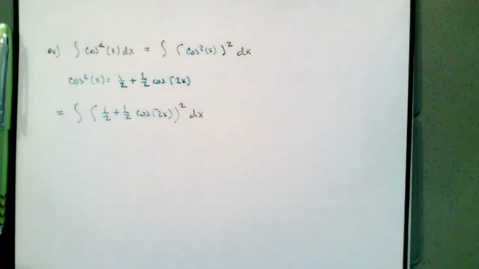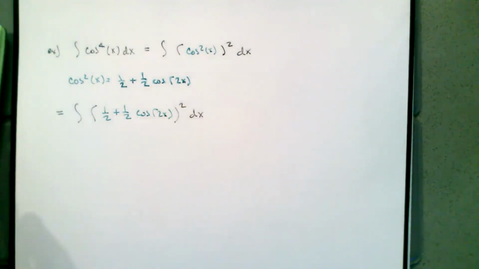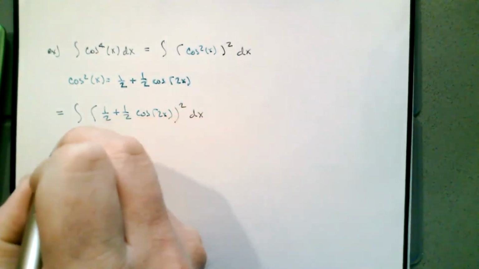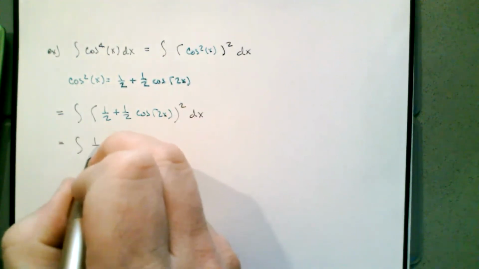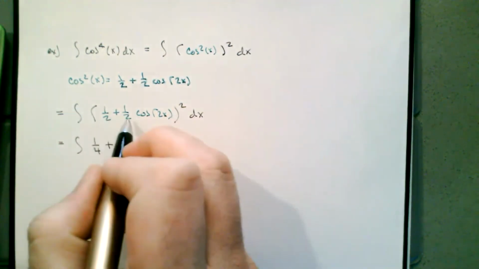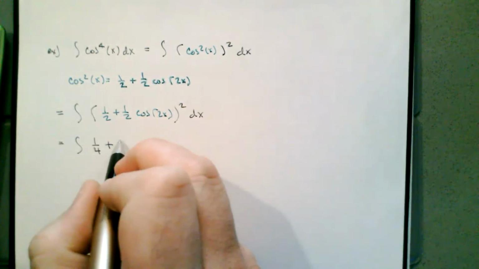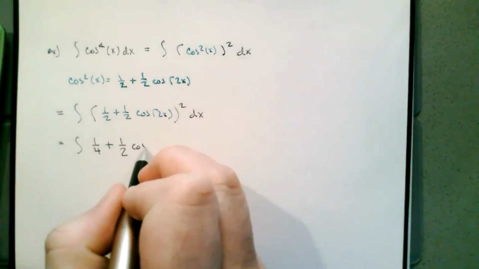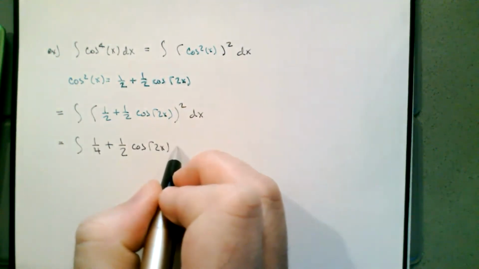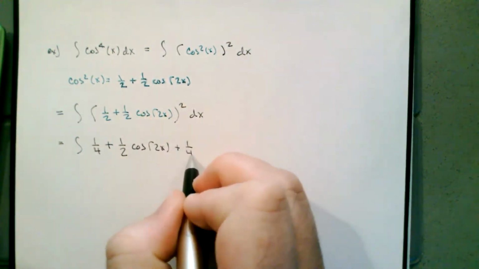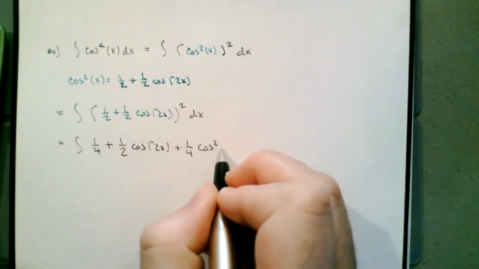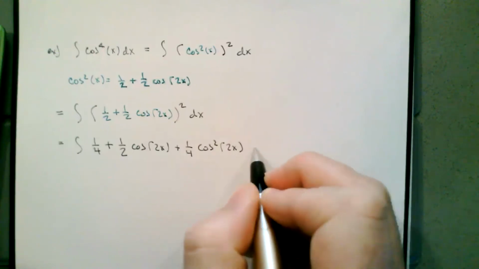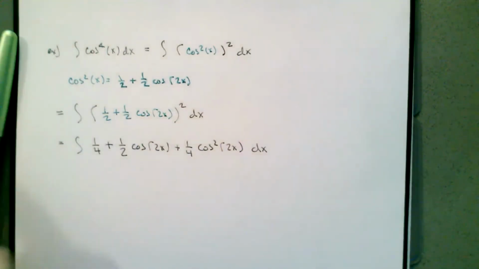Now, this is still not where we need to be. I should multiply this out. If I can write things as terms, then maybe I should write things as terms. So just multiplying my integral out, I get the integral of 1/4 plus, a half times a half is a fourth, times 2 is a half, plus 1/2 cosine of 2x plus 1/4 cosine squared of 2x. So at this point, we've pulled up another cosine squared.